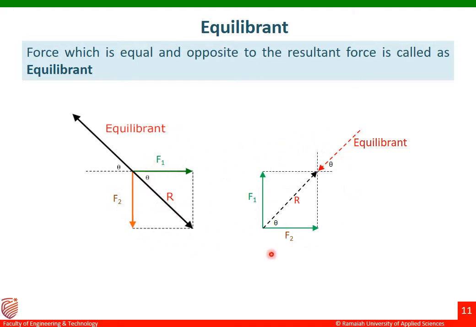Coming to the second example, here you can see F2 is acting here, F1 is acting here, and R is acting in this direction. That is the resultant of these two forces F1 and F2. So what is equilibrium? Equilibrium is equal and opposite to the resultant force. The resultant is acting in this direction, so equilibrium will be acting in the opposite direction. These are the two examples of equilibrium.